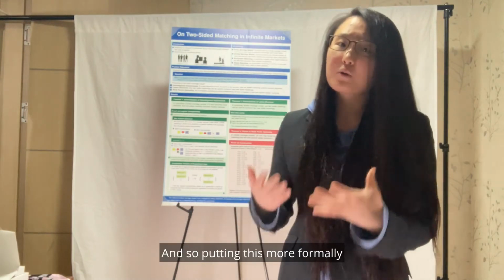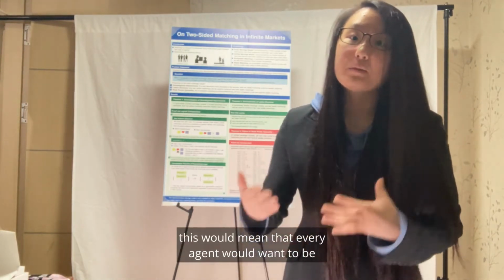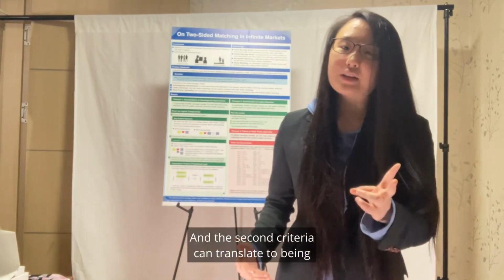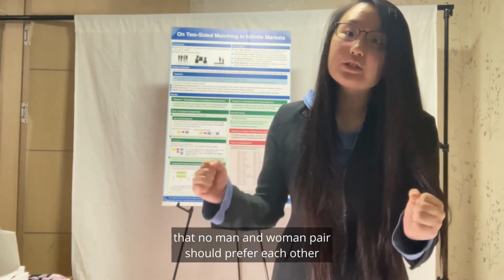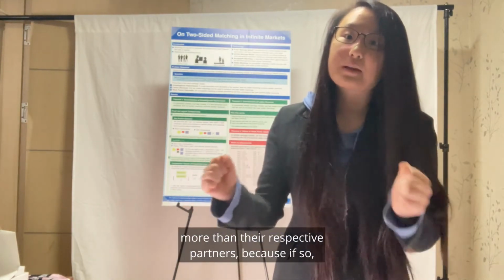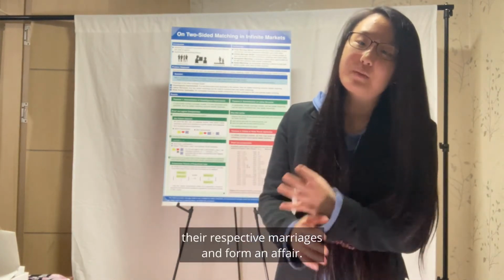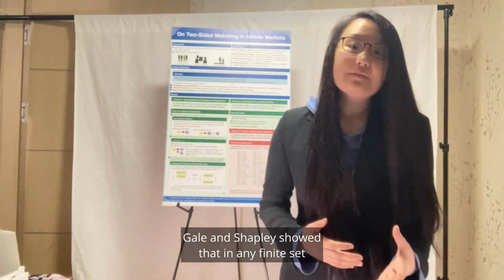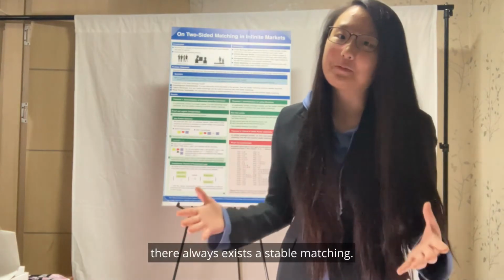And so putting this more formally in the context of preferences, this would mean that every agent would want to be with their partner more than they want to remain single. And the second criteria can translate to being that no man and woman pair should prefer each other more than their respective partners, because if so, it gives them incentive to break their respective marriages and form an affair. Gale and Shapley show that in any finite set of men and women and their preferences upon each other, there always exists a stable matching.